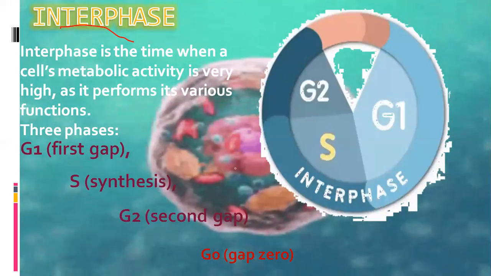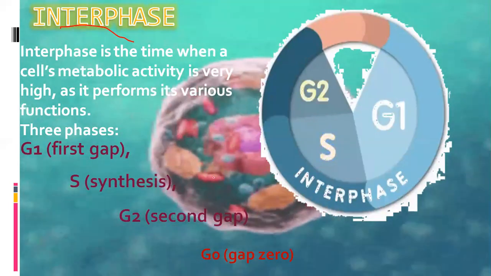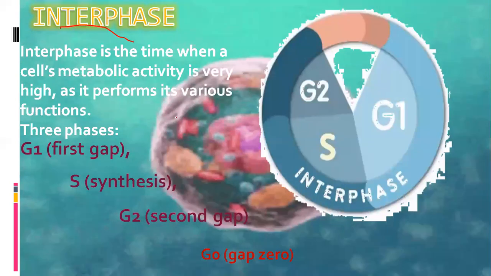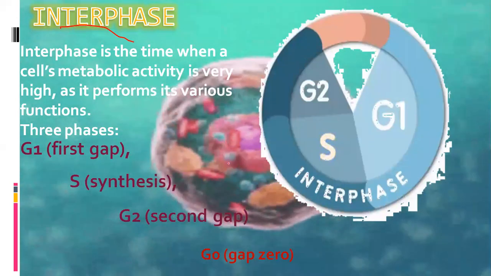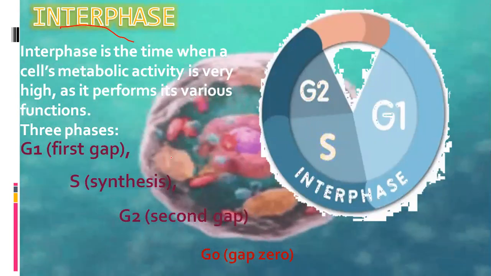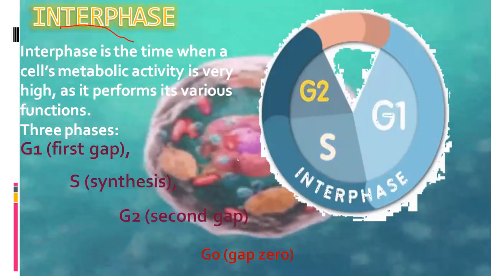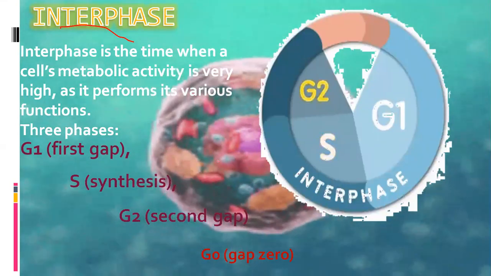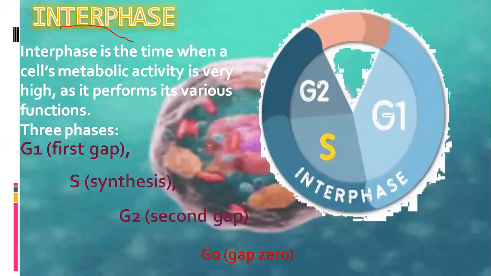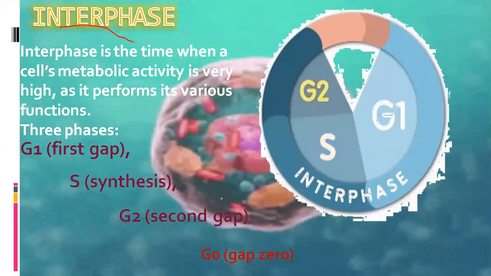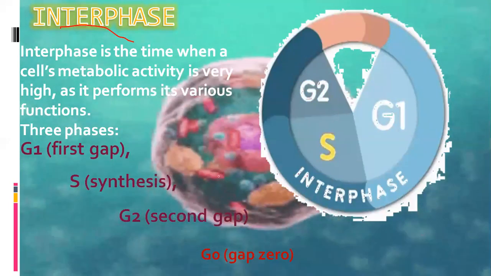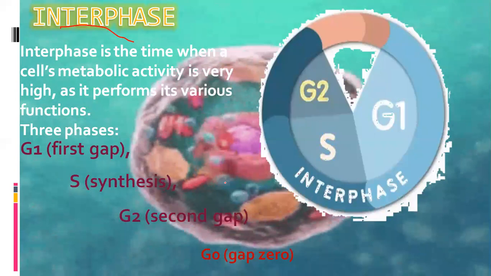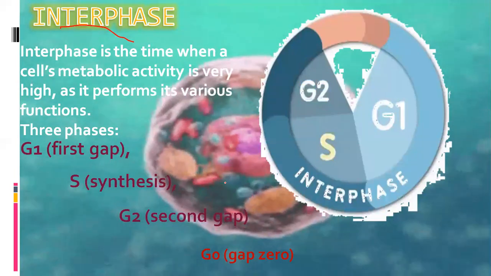So there are three main phases of interphase. In the background, there is a eukaryotic cell, a mature cell now. Before going to divide, it will prepare itself. The changes going on in the cell during this preparation are called the interphase stage.